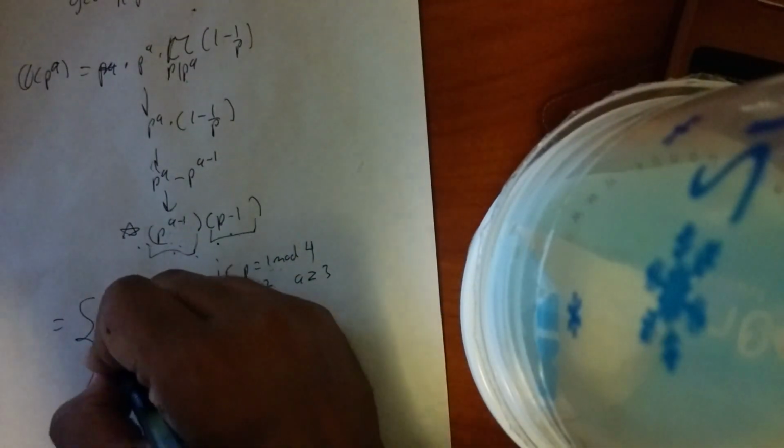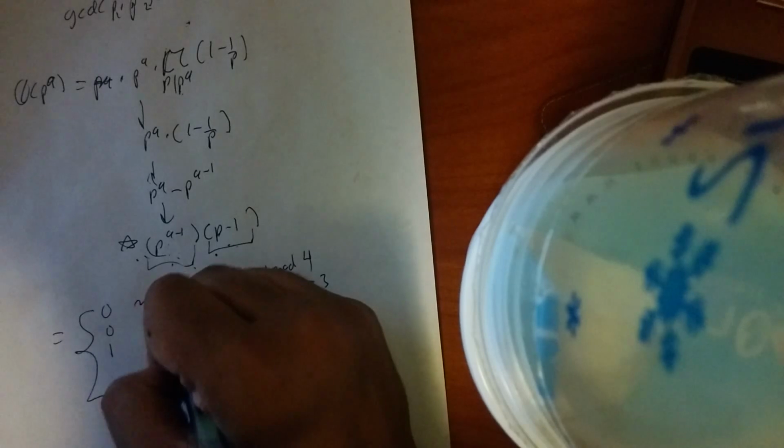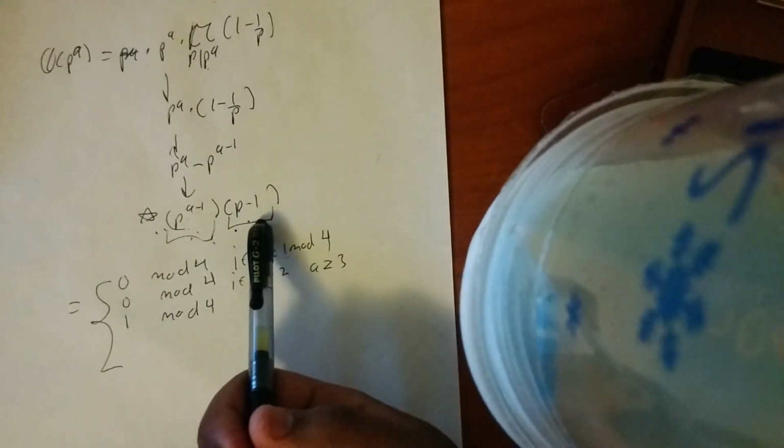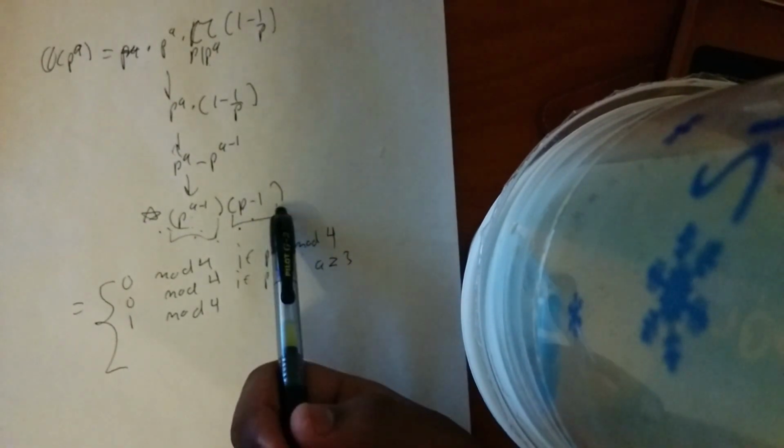Now let's look at the other case. How do I get 1 mod 4? Well, I get 1 mod 4 if this can get me 1 mod 4. How do I do that?